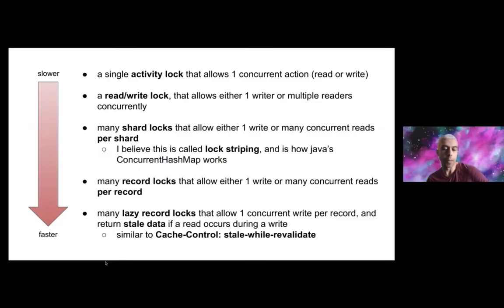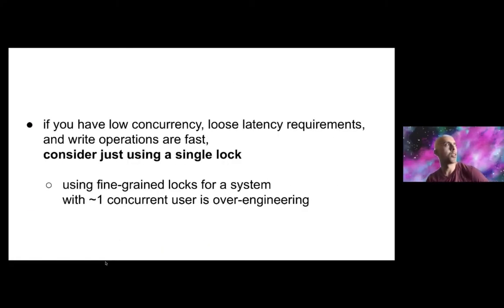So imagine a read-write lock per record, where in the case of a key value store, that would be a read-write lock per key. Or you could take that one a little bit further, and you could have a read-write lock per key, but make it so that if a writer is holding the lock and a read comes in, you just return whatever the data was prior to that write. So it's like returning stale data, similar to the way that the stale-while-revalidate HTTP cache control header works.